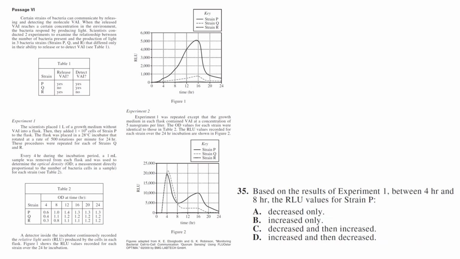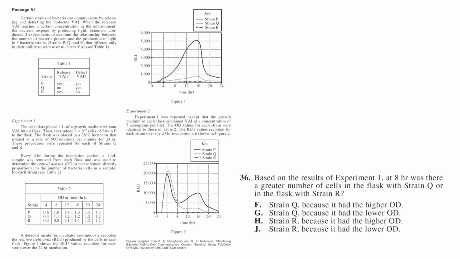35, based on the results of experiment 1 between 4 and 8 hours. Okay, so between 4 and 8 hours. It's interesting here because we have a table and a figure. You've got to figure out which one to look at, because we could have been looking here as well. The RLU values tell us where to look for sure, because we have RLU values in figure 1. For strain P, it's a straight line. What does it do between 4 and 8 hours? It increased only, right? So again, figure 1 uses RLU, table 2 uses OD. I don't know what those are, and I don't have to, I just need to know it increased.